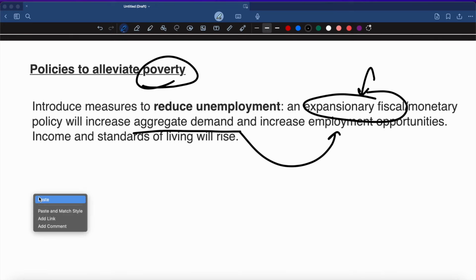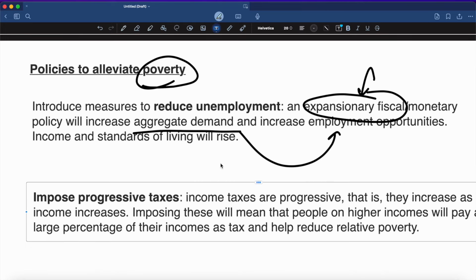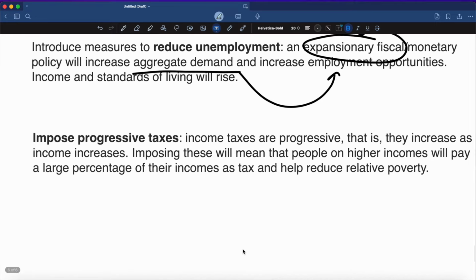Next one is to impose progressive tax. We talked about progressive tax when we talked about taxes. Basically, progressive tax is simply when income increases, tax increases. So the people with higher income have to pay more tax, and now the government can use that tax to help the poor people. Next one is to introduce welfare services.